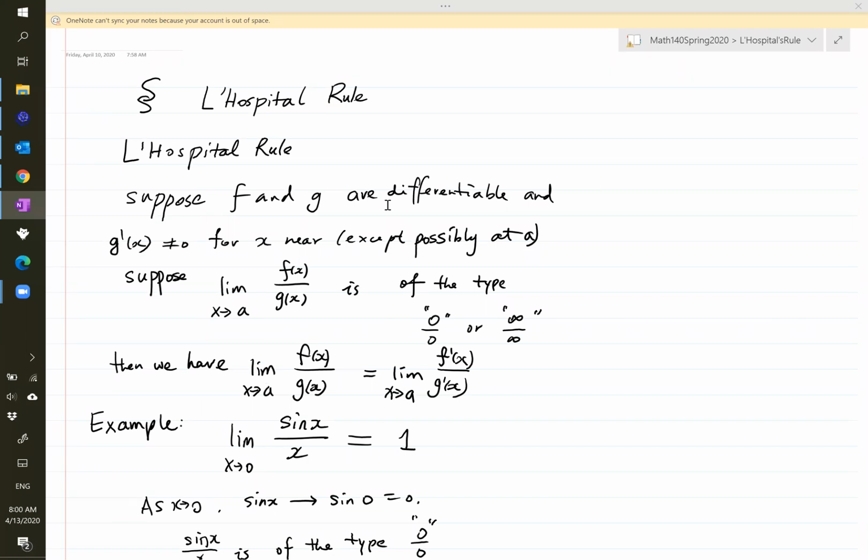L'Hopital's rule says if you have two functions f over g, and suppose that this limit f over g is of the type 0 over 0 or infinity over infinity, and the derivative of g does not vanish for x near a, except possibly at a. Then the limit of f over g equals the limit of the ratio of the derivatives, f derivative over g derivative. Now, you need to be careful to distinguish L'Hopital's rule from the quotient rule. This is different from the quotient rule.